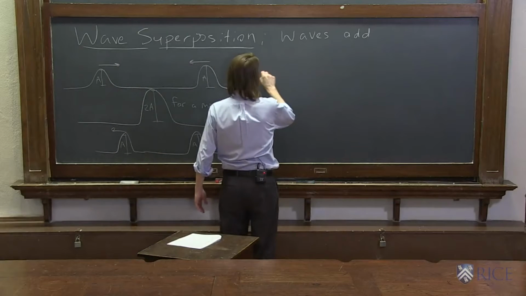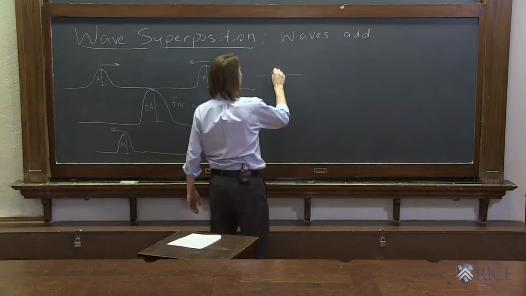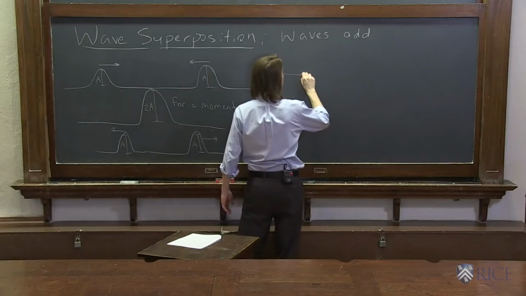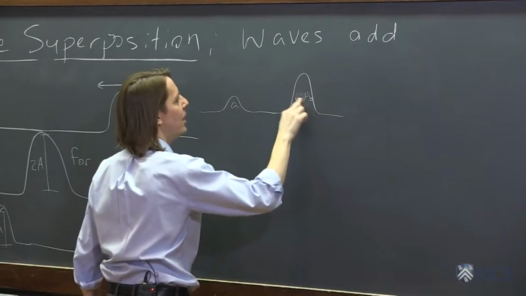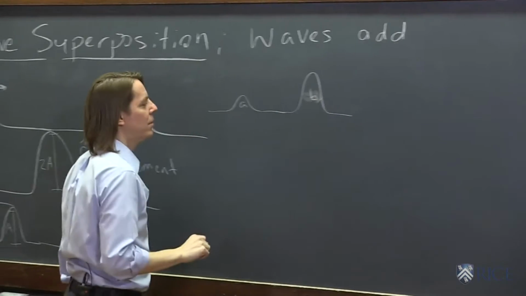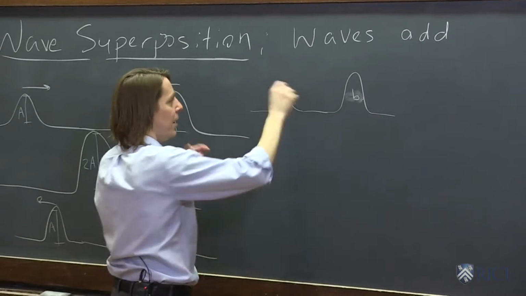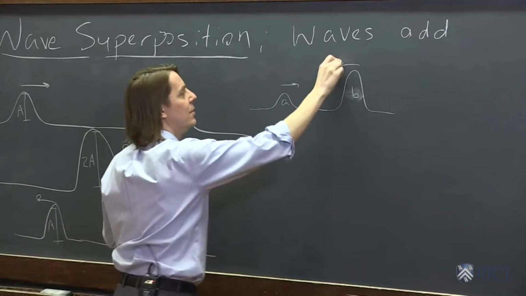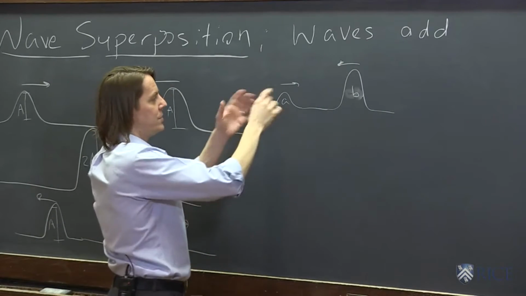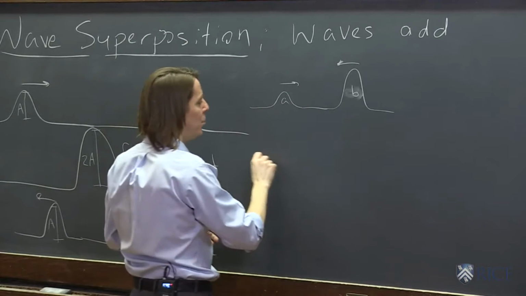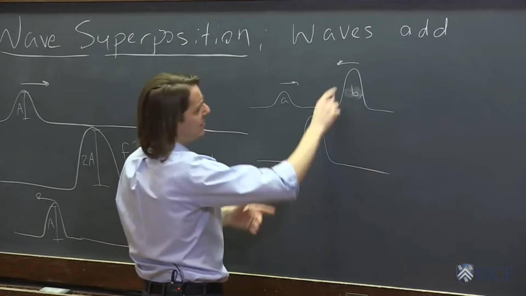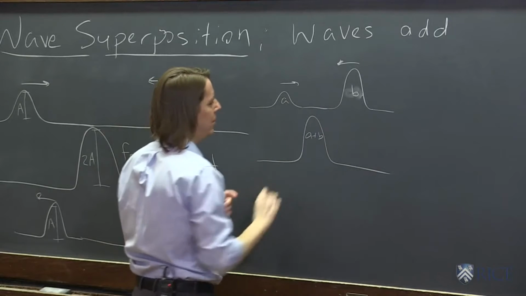You could have a small pulse, say height, I'll just call it little a, and a bigger pulse, height B, taller. They would be moving towards each other. You just add the solutions. You add this function and that function, and you let them go, adding them at all times. There would be a moment when they would be even bigger, A plus B.